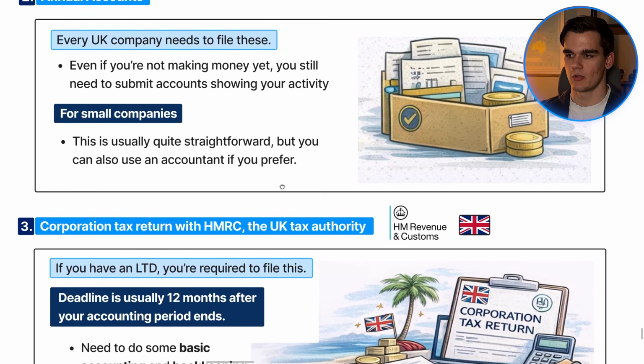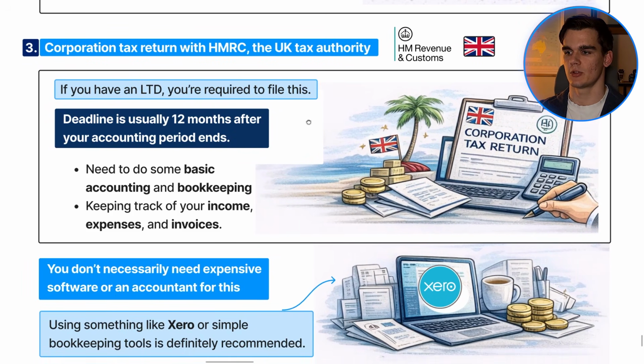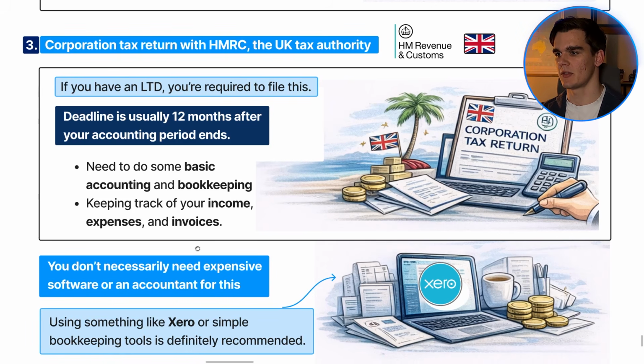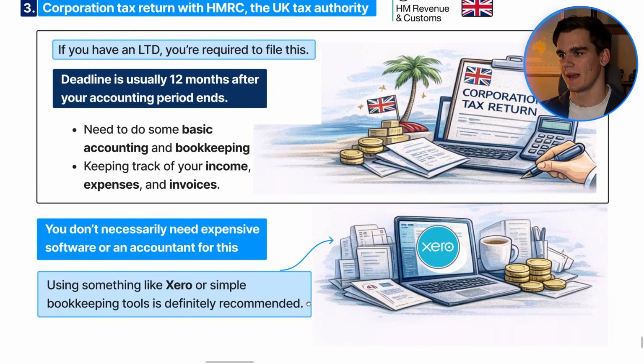And third, you also have the corporation tax return with HMRC, the UK tax authority. If you have an LTD, you're required to file this. The deadline is usually 12 months after your accounting period ends. On top of that, you also need to do some basic accounting and bookkeeping, so keeping track of your income, the expenses, and invoices. You don't necessarily need an expensive software or an accountant for this, but using something like Xero or simple bookkeeping tools is definitely recommended.